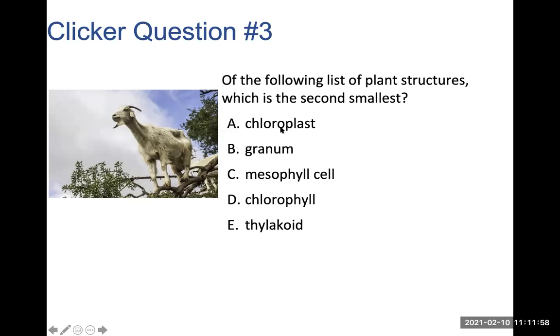So we had a leaf. We zoomed in on a section of the leaf. We saw the mesophyll cells, right? And we also saw chloroplast.